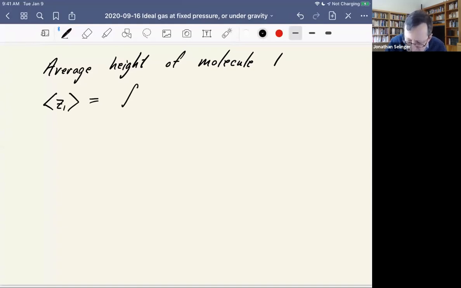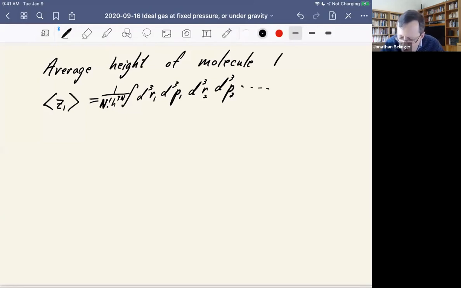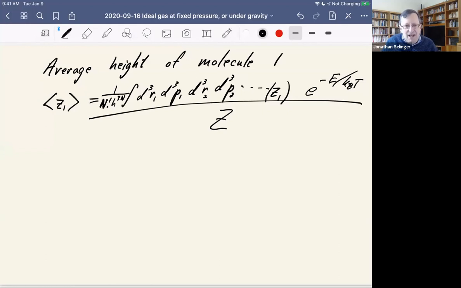The general procedure for calculating an expectation value is the sum over all the states, or 1 over n factorial h to the 3n, and so on, the integral over all the positions and all the momenta, all of this times the thing that we want to average, which is z1, times the probability of having that state, which is the exponential of minus the energy over kT, divided by the partition function, the thing that I calculated on the last slide.